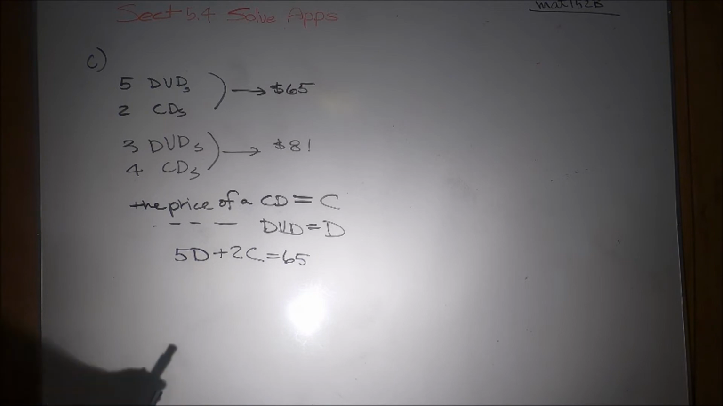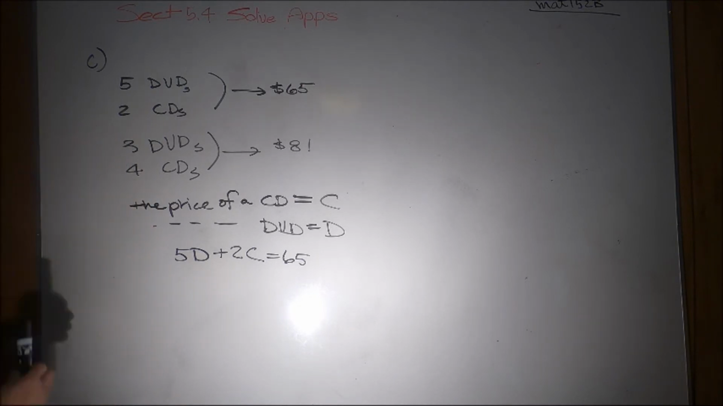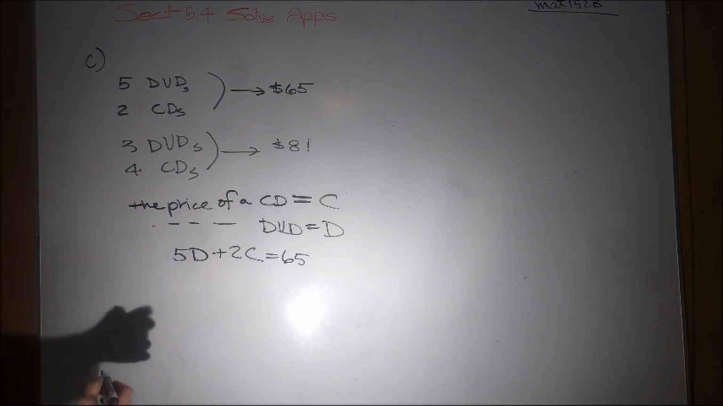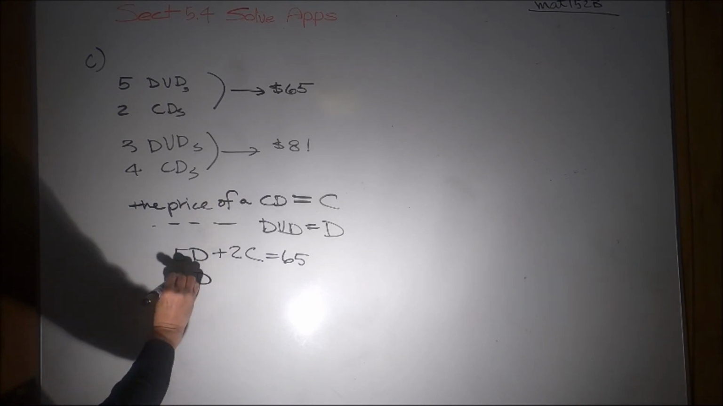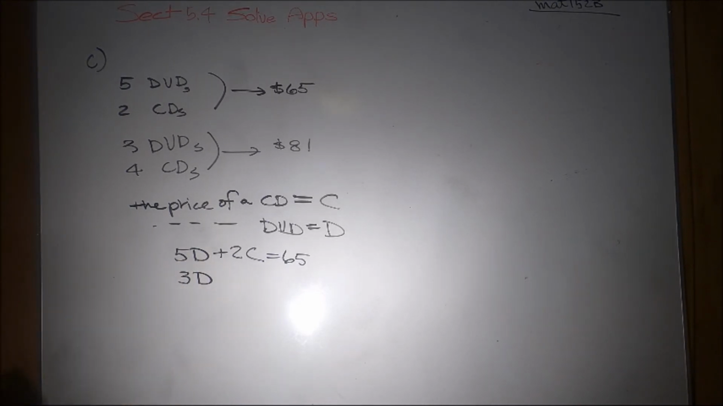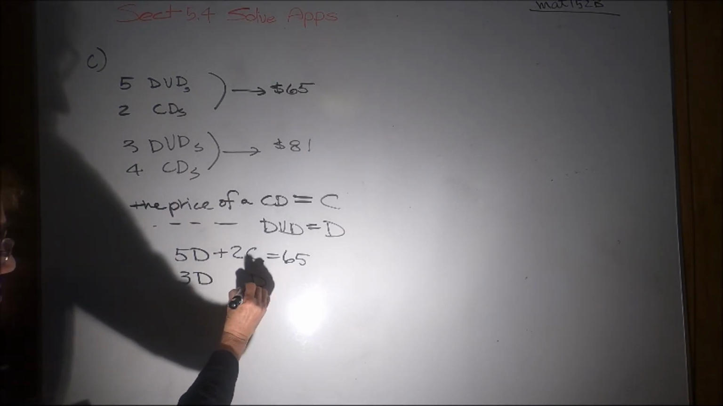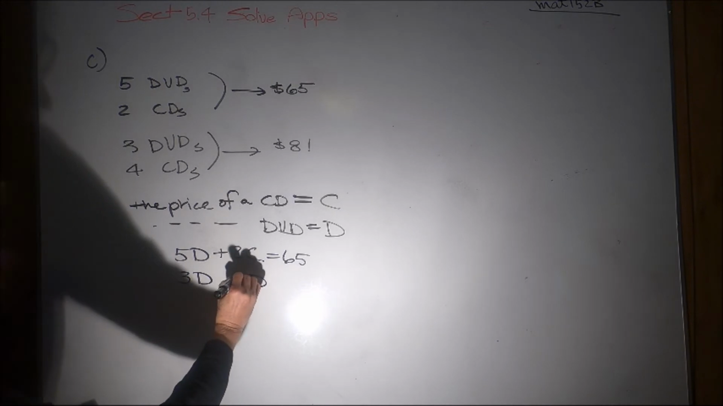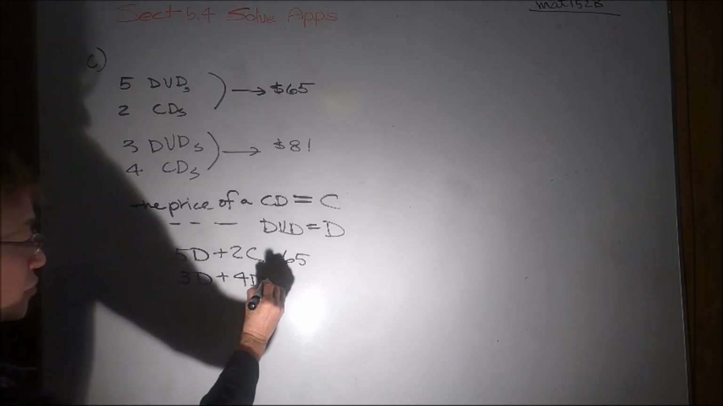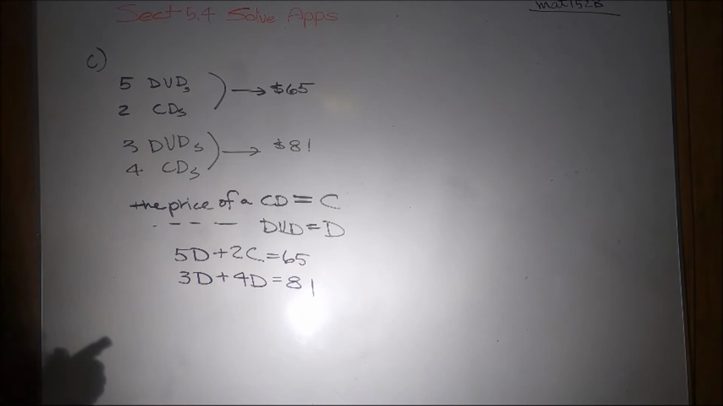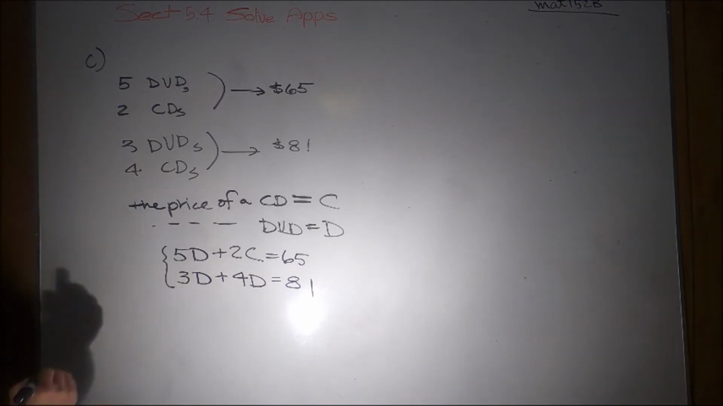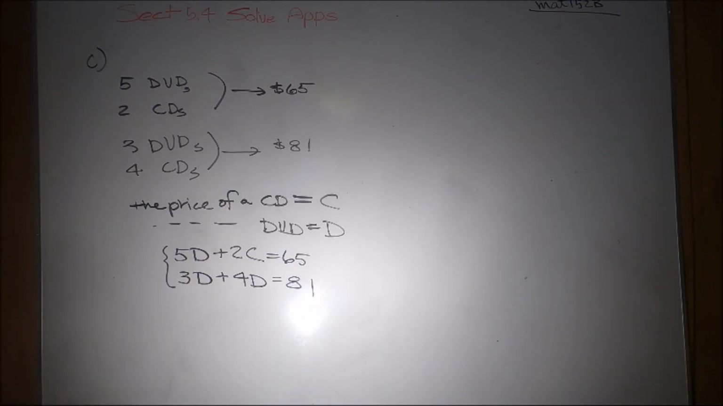Same thing, we should be able to write the second one. 3 DVDs, each one is $D, 3 of them, 3D. For CDs, each one is what? $C, and 4 of them, you multiply by 4. You add them together and your total is $81. So, do we have 2 variables, 2 equations? And which way do we want to resolve it?